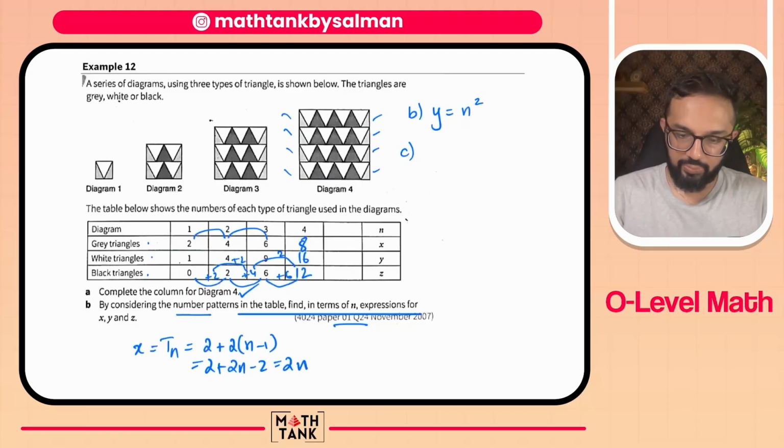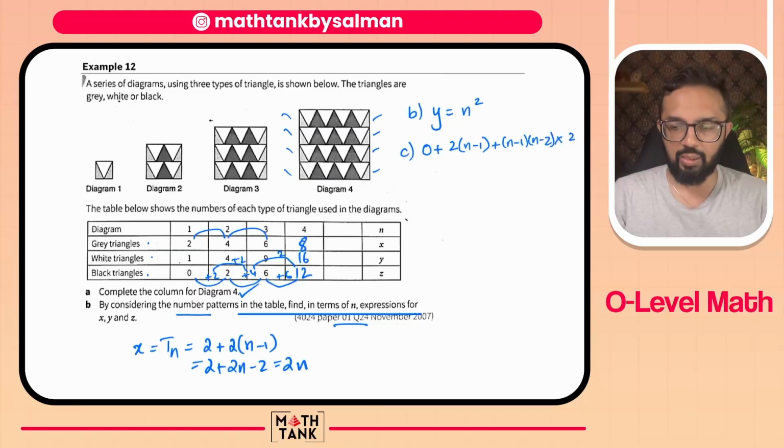Okay. So what was the formula? The formula was the first term plus the first difference, which is 2, times n minus 1, plus n minus 1, n minus 2, times the second level difference. What is the second level difference? That's also 2, surprisingly. So that gives me the black tiles as z equals 2n minus 2. And when you expand that, it's going to become n squared minus 3n plus 2. So z is basically n squared minus n.